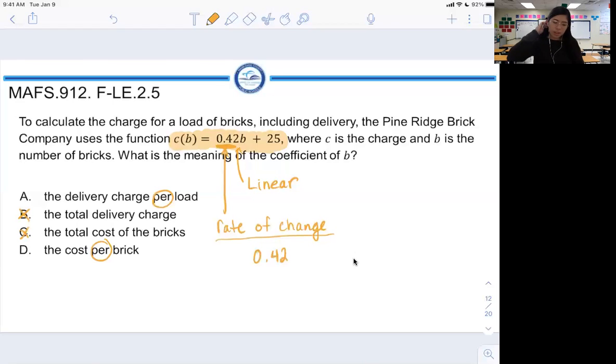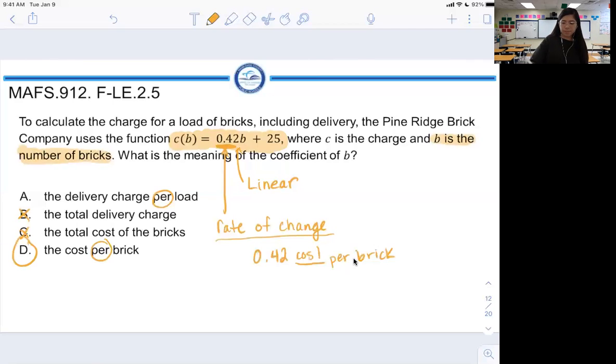All right, now let's think about what actually is this rate of change. We know that B is the number of bricks. C is the charge. So if B is the number of bricks, then this is going to be 0.42 something per brick. It's D. Yeah, it's D. It's the cost per brick.